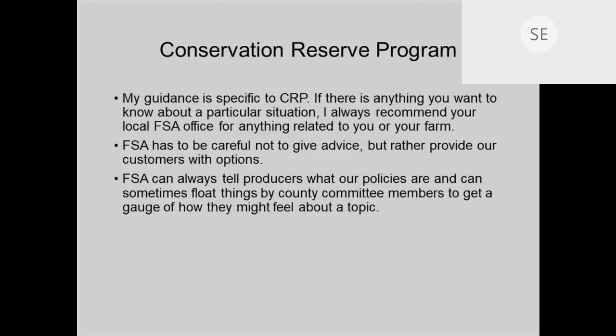In general, at FSA, we have to be careful not to give advice, but rather we provide people with options, and that would be the same tone of what I talk to you about today. We try really hard never to steer people in a certain direction, but give them options and let them decide. We can always share what our policies are, and sometimes if we're not sure how our county committee, which I'll explain in just a little bit, will respond to something, we can float things by them to get an idea, and that's sometimes helpful if people are making decisions.